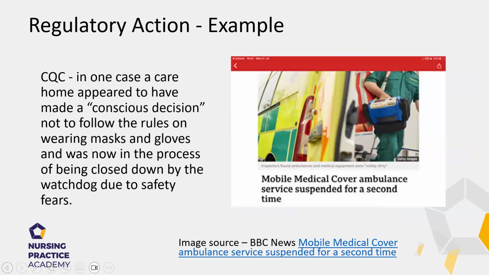So a couple of regulatory examples here. The one on the left was a care home, and this was picked up when they were doing their inspections during COVID. In this case, a care home appeared to have made a conscious decision not to follow the rules on wearing masks and gloves and was now in the process of being closed down by the watchdog due to safety fears. So they have the ability, these regulators, to close these organisations down.